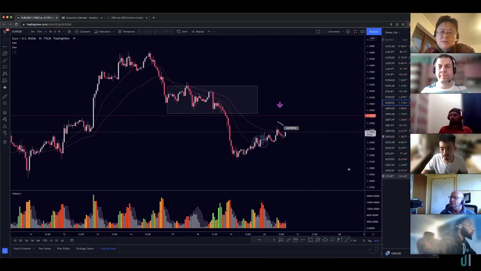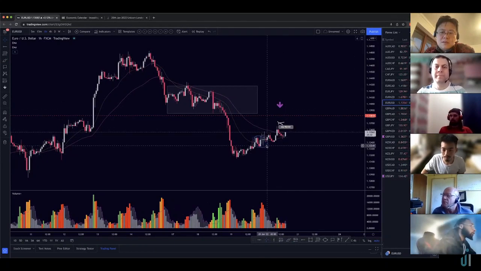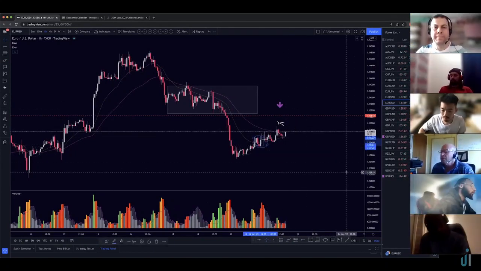So if price does decide to take off in this area, since we kind of have temporary buyers already, if the sellers come in and the volume transfers, do you think we'll be able to take a sell at this point?